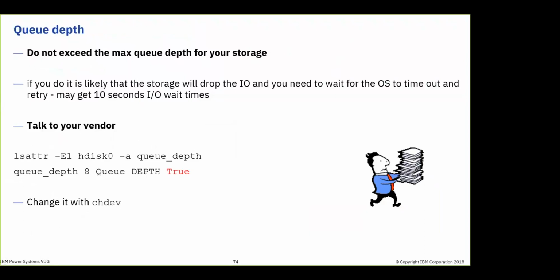So it's worth finding out what the maximum is by talking to your vendor, and then you can change the queue depth. The lsattr command tells you what it's set to at the moment, and the fact that it's set to true means you're allowed to change it. So you could change it with the chdev command. Definitely worth doing that.